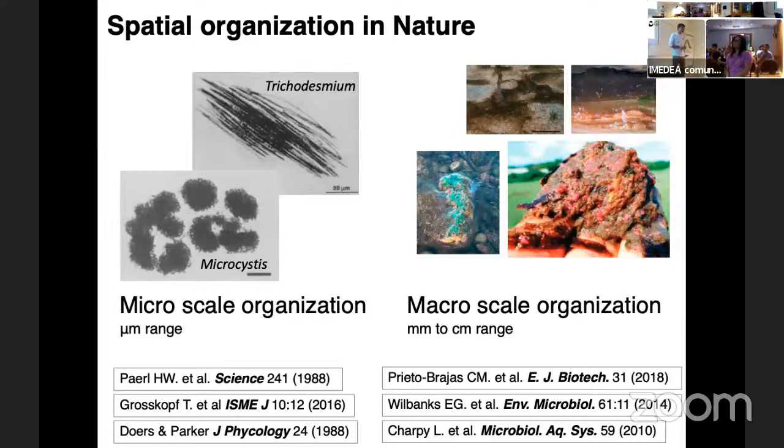You also have structural organization at micro scale. These are again examples of cyanobacteria. The top one is Trichodesmium. It's a marine species mostly. The lower one can be both marine and freshwater. And they tend to form these colonies, these structures, which can also get quite large.